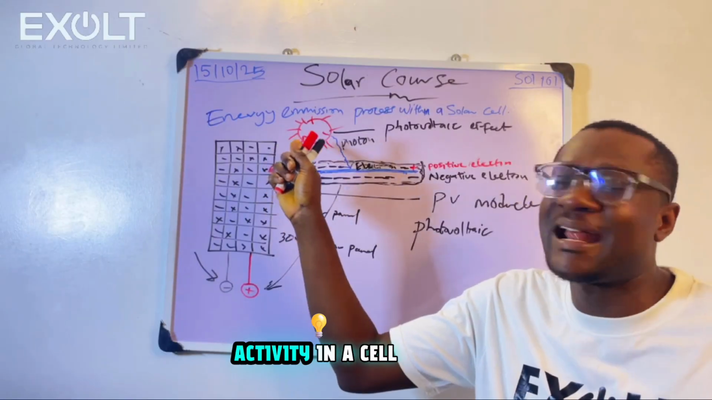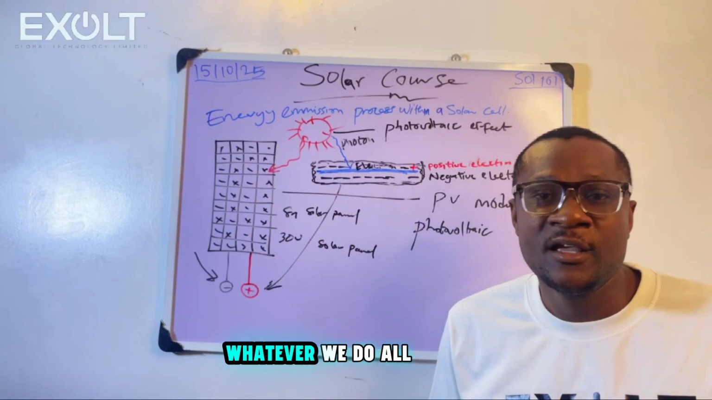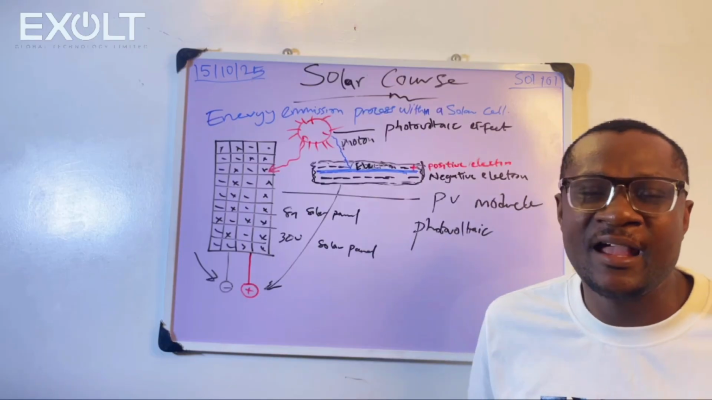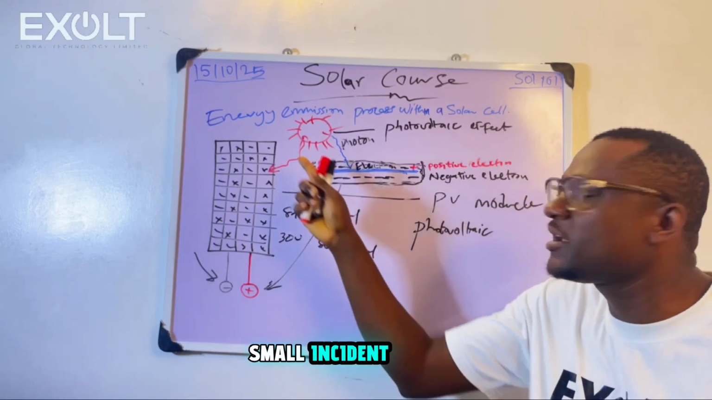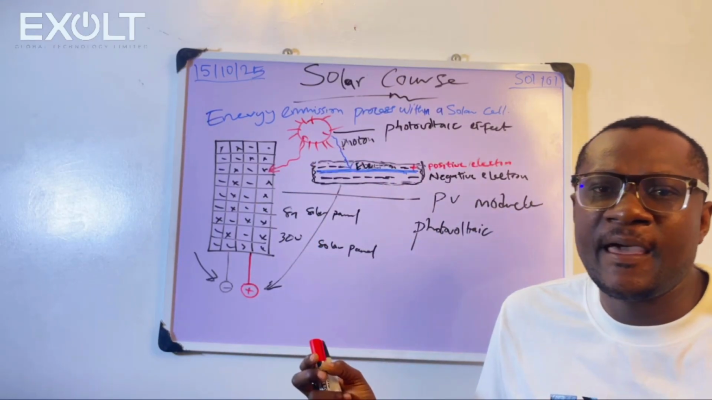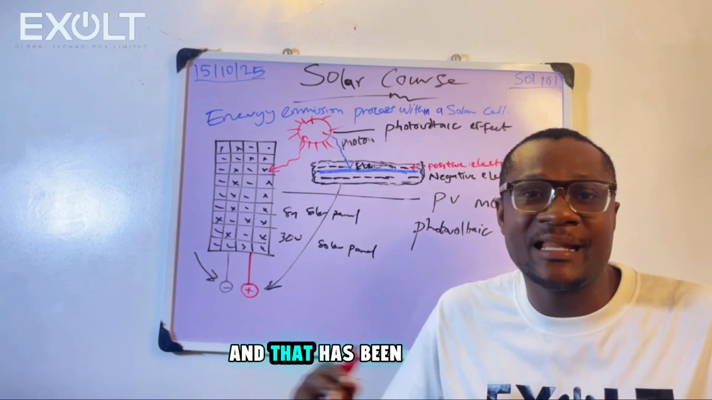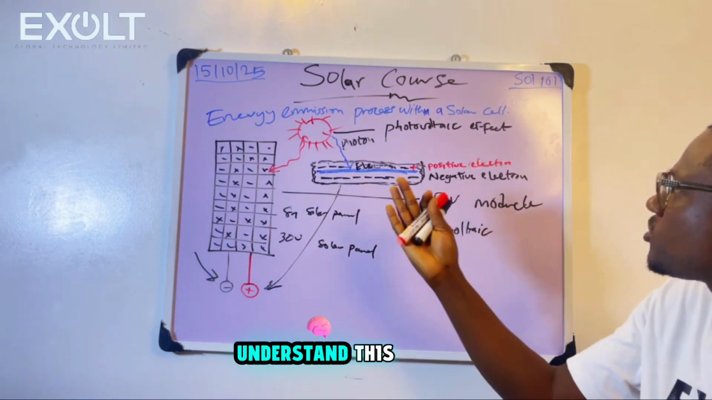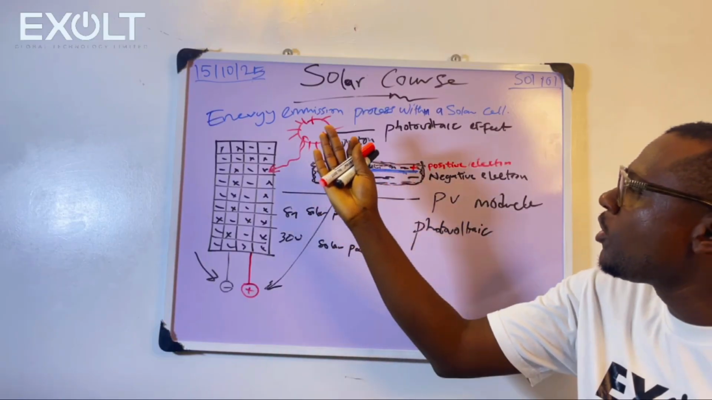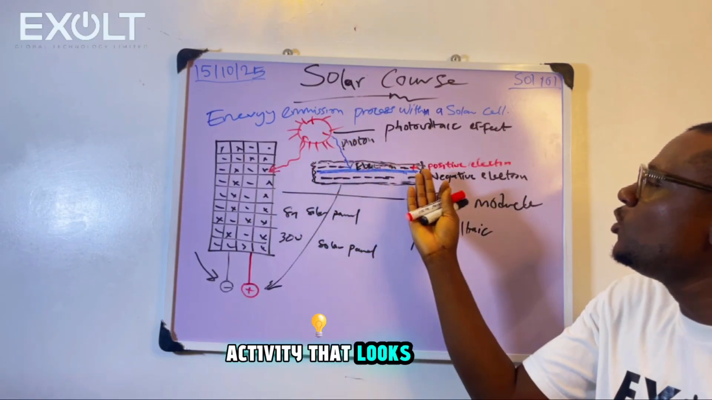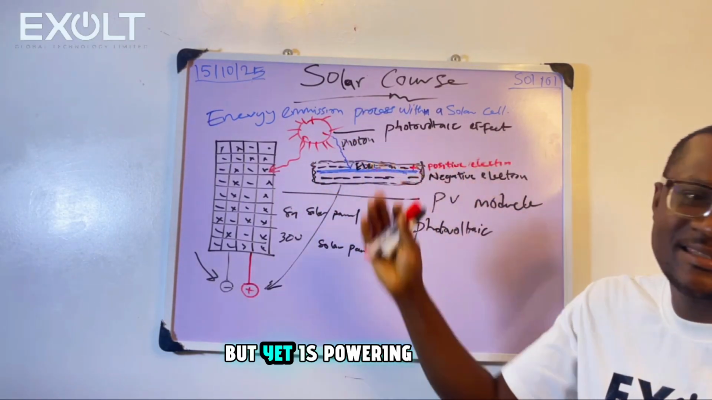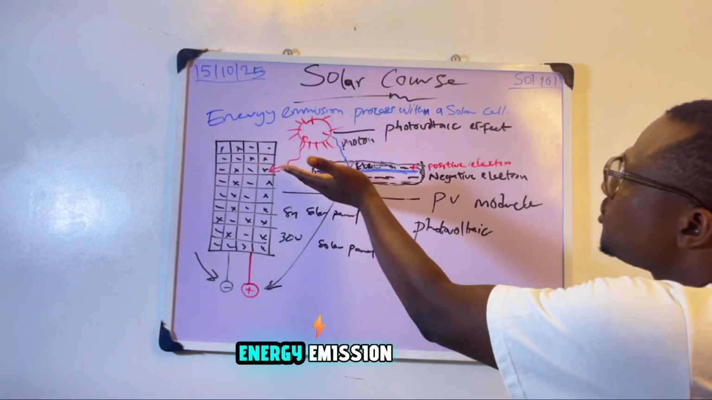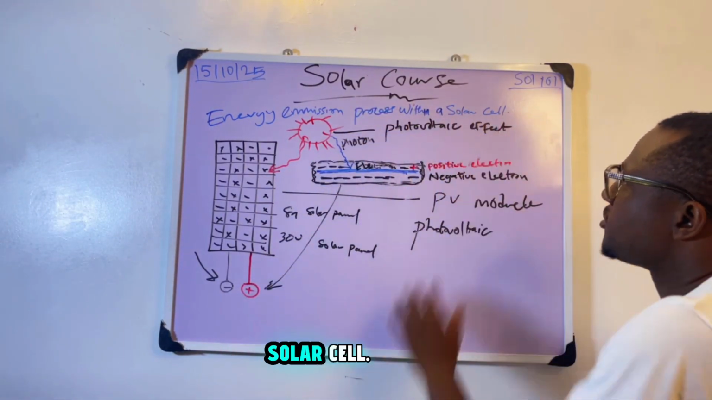It's just an activity in a cell, just like the human body. Whatever we do, all the activities, metabolic activities and whatsoever, happen within a small insignificant thing called a cell, and that has been able to help us achieve complex things. So you must understand this small insignificant activity that looks so minute but is powering cities. So this is the energy emission process within a solar cell.